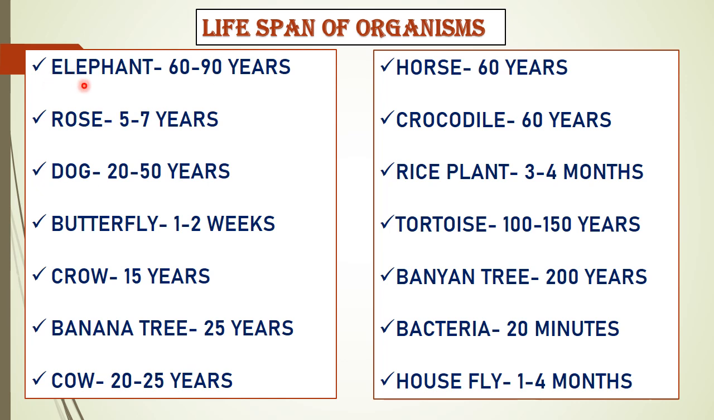For example, an elephant lives 60 to 90 years, a rose 5 to 7 years, a dog 20 to 50 years, a butterfly 1 to 2 weeks, a crow 15 years, a banana tree 25 years, a cow 20 to 25 years, a horse 60 years, a crocodile 60 years, a rice plant 3 to 4 months, a tortoise 100 to 150 years, a banyan tree 200 years, bacteria 20 minutes, and a house fly 1 to 4 months. So it may range from a few hours to many years.